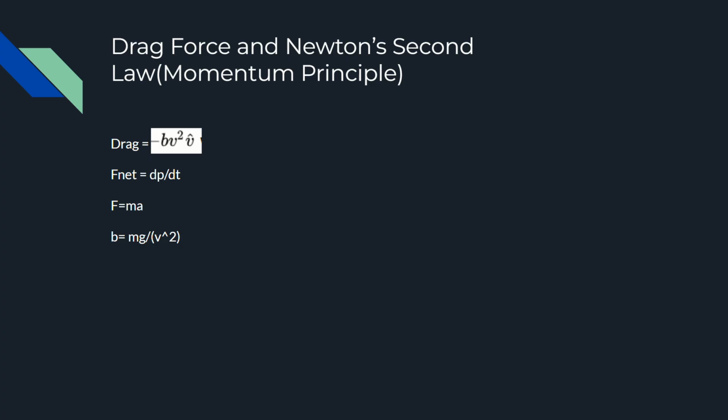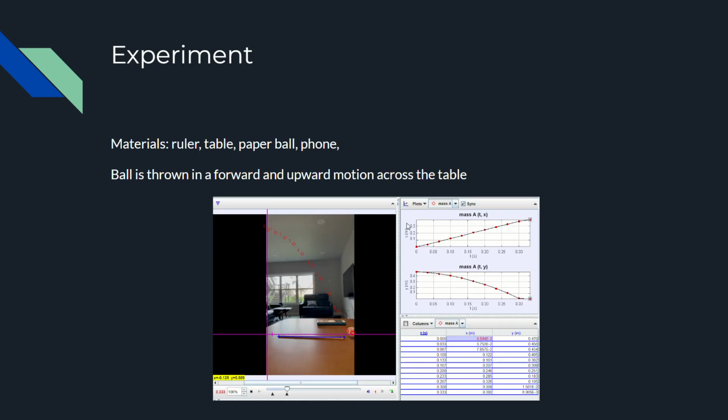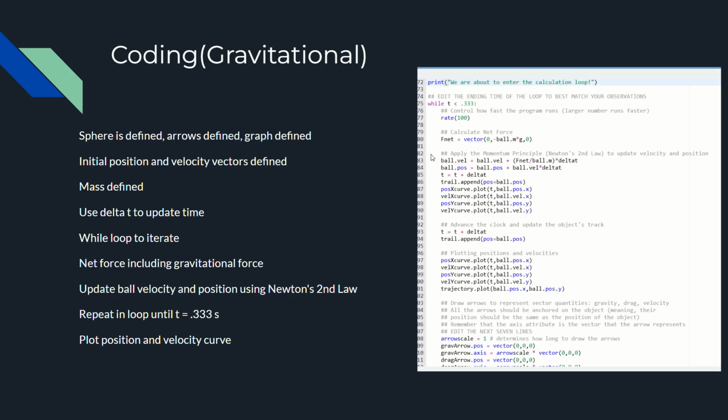And then Newton's second law is where the net force is equal to the change in momentum over change in time, which basically means that with zero net force, velocity will be constant. However, when a force is applied, velocity will not be constant. In the experiment, I utilized a ruler for calibration for the system. I used a flat table and a wadded up paper ball. I took the ball and threw it in both a forward and upward motion across the table and recorded its trajectory. Next, in the simulations, first for the gravitational only simulation, here's the coding.